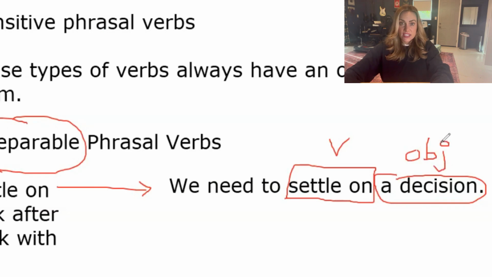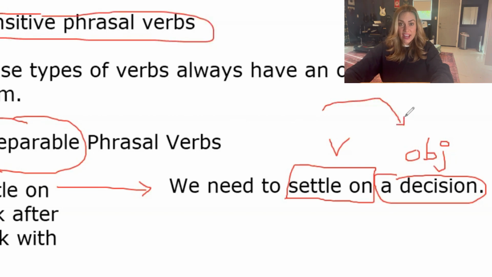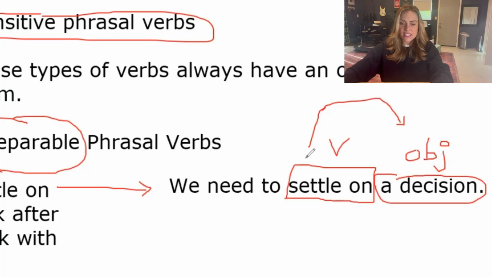Remember, these are all transitive phrasal verbs. That means they have to have objects after them. And this one, settle on, does. We need to settle on a decision. I cannot say we need to settle on. I can't. I have to say something after it. Okay, so we need to settle on a decision. Okay, now I can say we can settle on a decision. And here you see the phrasal verb is not separated.